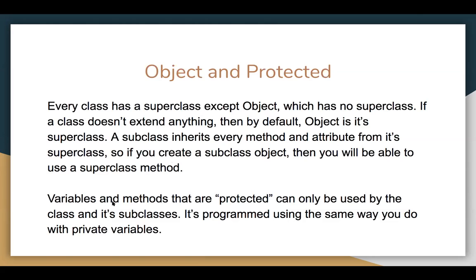Variables and methods that are protected can only be used by the class and its subclasses. It's programmed the same way you do with private variables, just by replacing private or public with protected. The reason I didn't go over this last class when I went over private and public was that you needed to know about inheritance before you could learn about this.